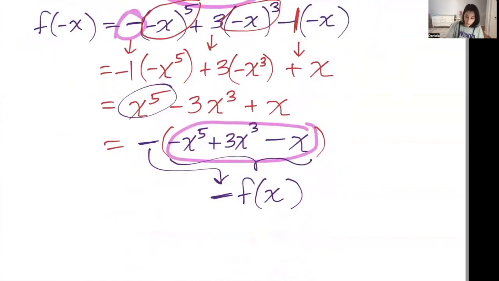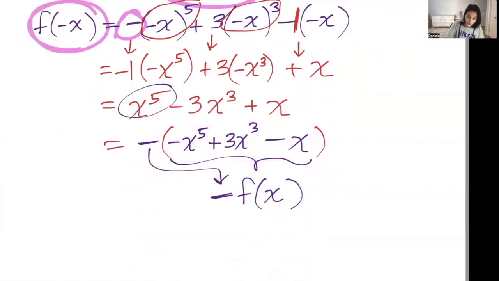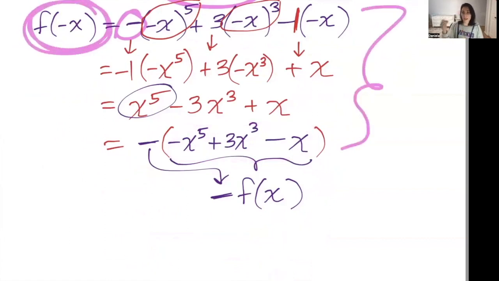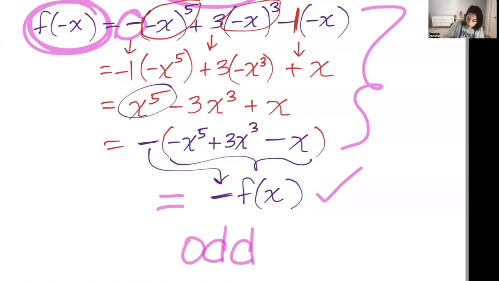So again, what have we just done? We have substituted -x into the function. We then simplified it, pulled out a -1, and we have just proved that it's equal to negative f of x. Therefore, it is odd. Okay, so if that was not equal to f of x, then the answer would be neither, right?